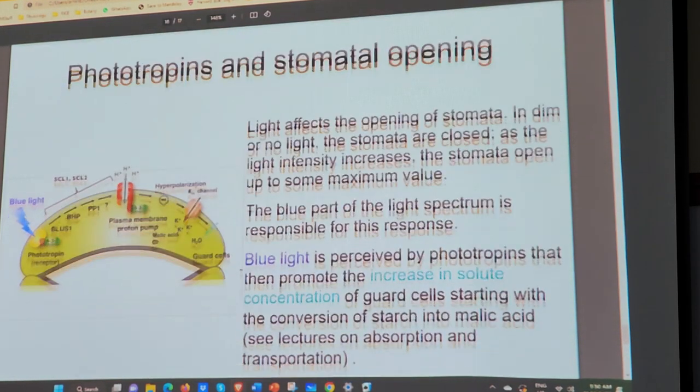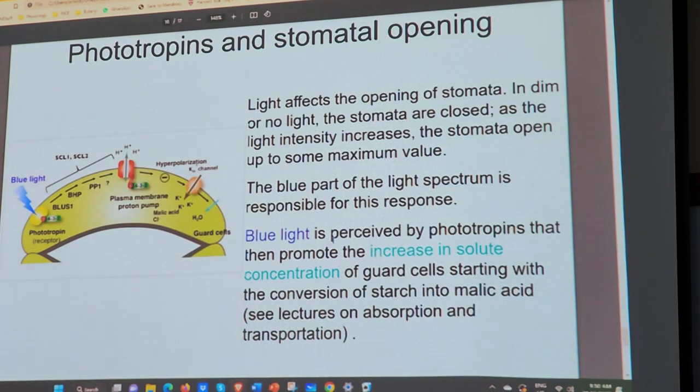Okay, and then this is about the phototropin and stomatal opening. So there's a whole lot of reactions here, but basically the stomata is open because of phototropins on the, remember this structure?